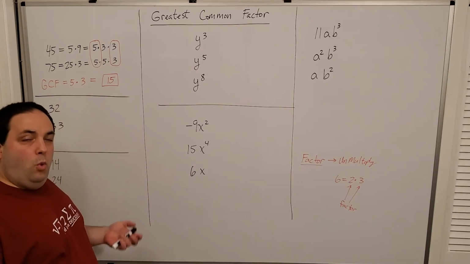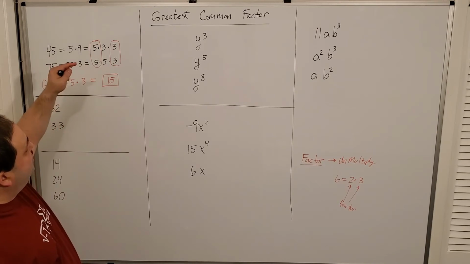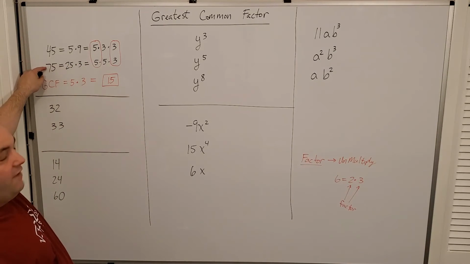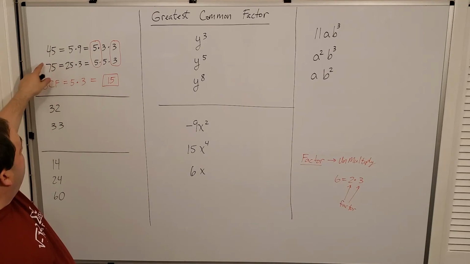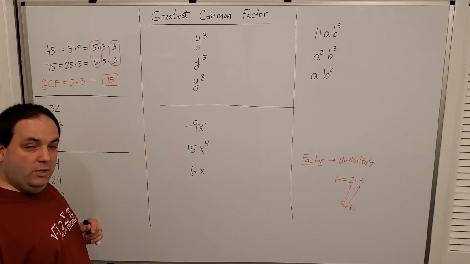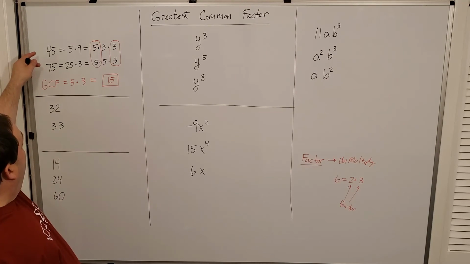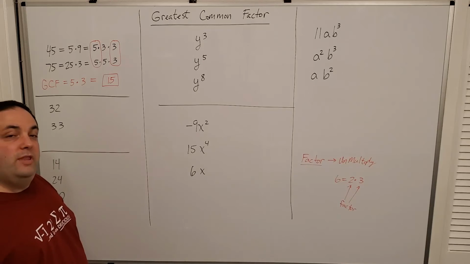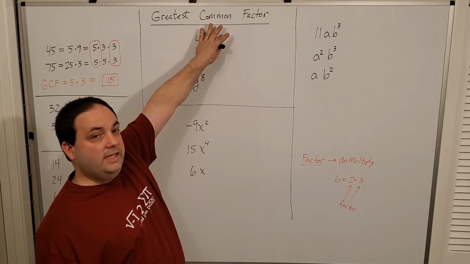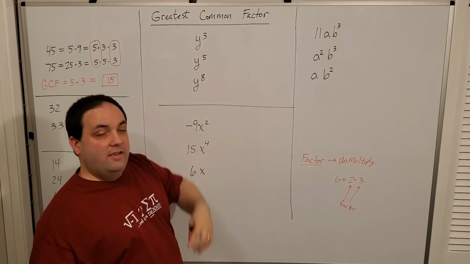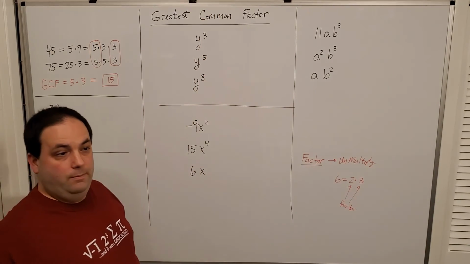15, in other words, is the largest number that will divide both of these values evenly. 15 goes into 45, 15 goes into 75, both of them with division, right? And it's the largest number that does it. That's why it's the greatest common, because it can divide both of them. And it's a factor because it divides both of them.